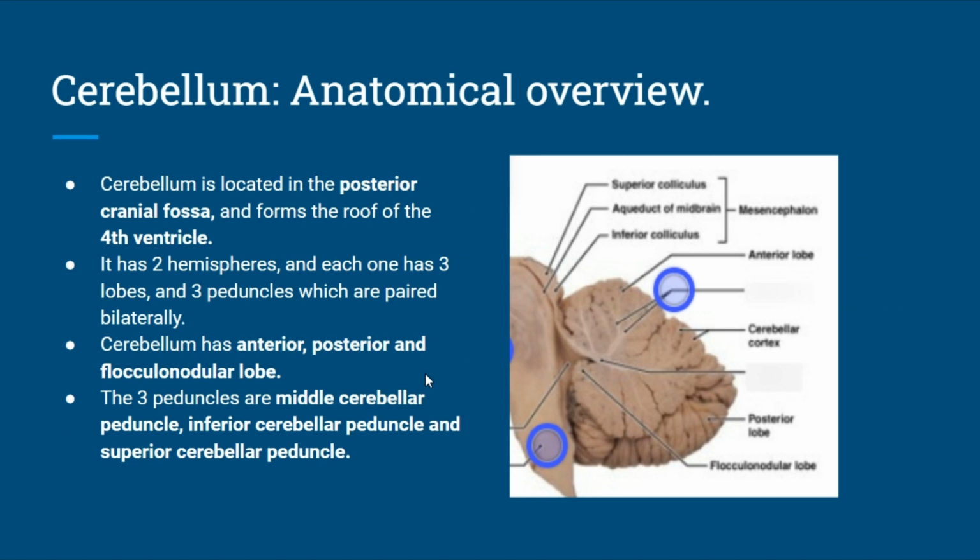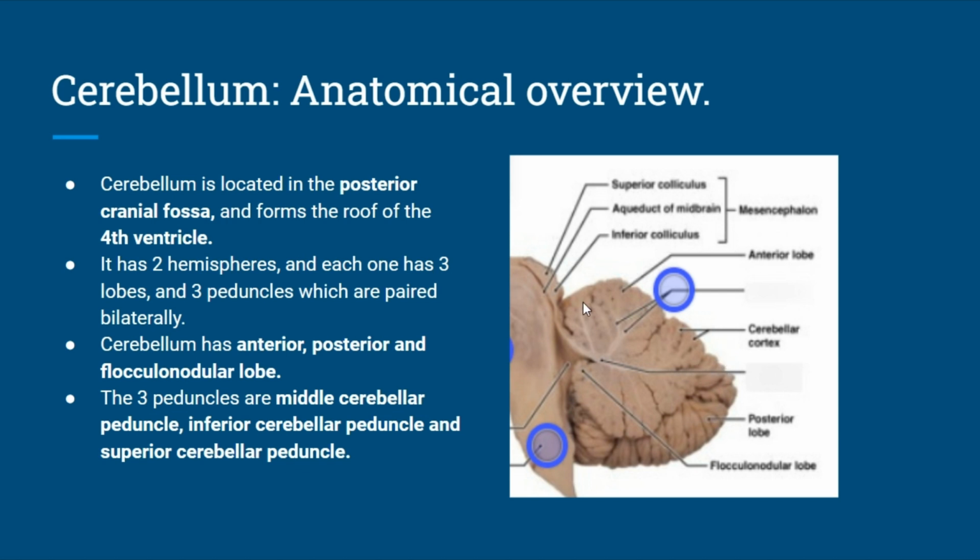So let's look at the anatomical overview of the cerebellum. Again, it is present in the posterior cranial fossa, and it forms the roof of the fourth ventricle. Now, there is a sagittal view that you're looking at here. It has two hemispheres, and each hemisphere has three lobes, and there are three peduncles which are paired bilaterally. The cerebellum has the anterior, posterior, and flocculonodular lobe. Sorry, it's a mouthful.